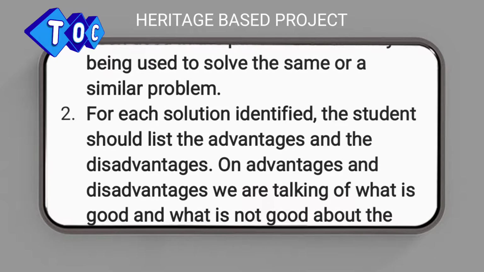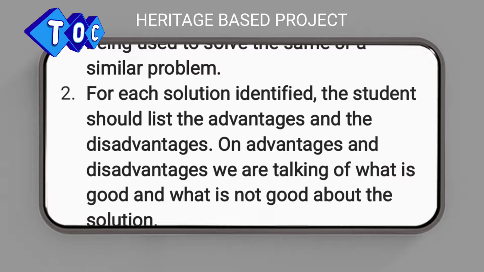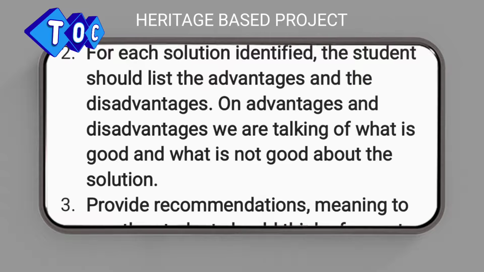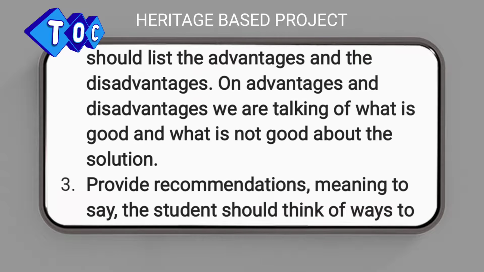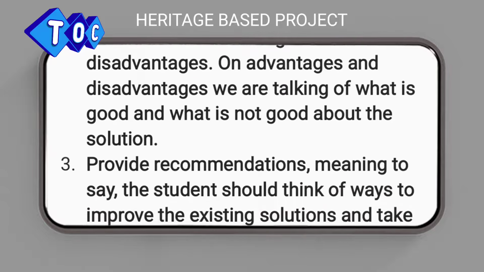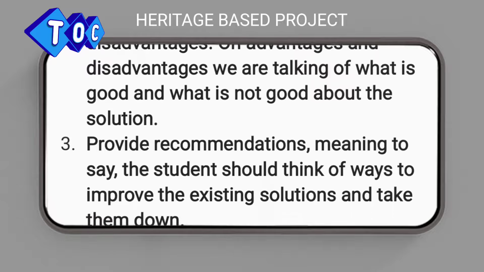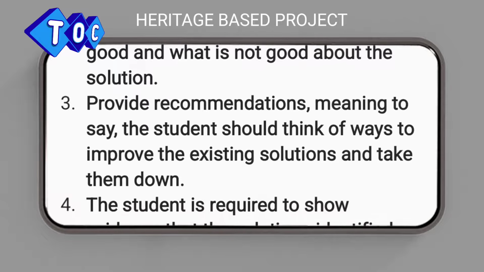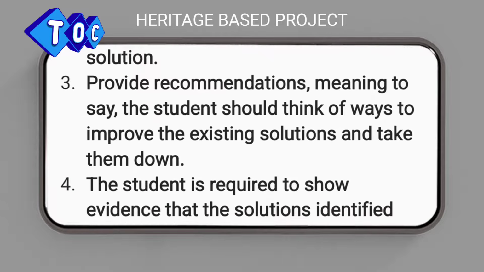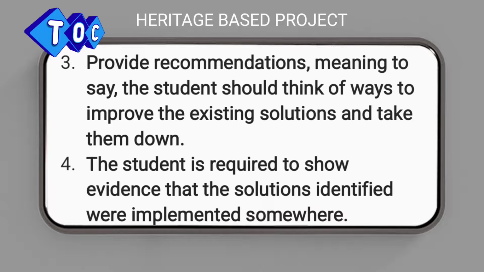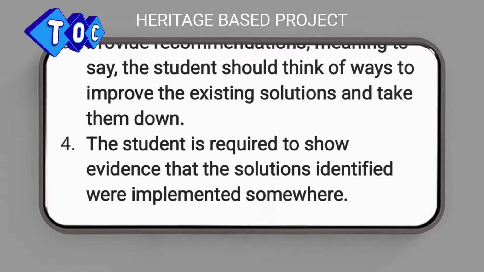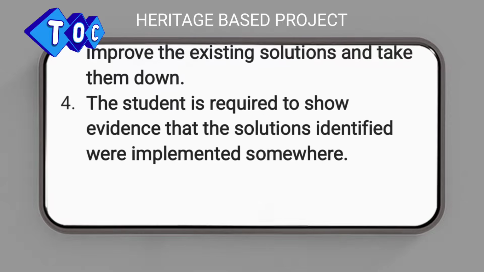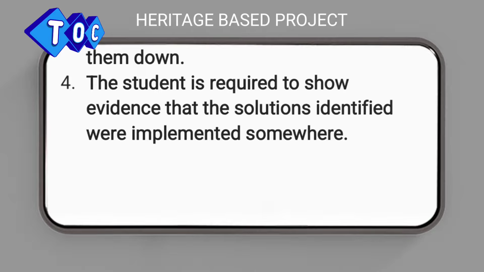Number 2, after the student identified the existing solutions, he is expected to outline or to list advantages and disadvantages of those solutions he managed to identify. Number 3, the student is also required to provide recommendations, meaning to say the student should think of ways to improve the existing solutions. Number 4, the student is also required to show evidence that solutions he identified were implemented somewhere. Evidence can be in form of drawings, pictures, videos, audios, etc.